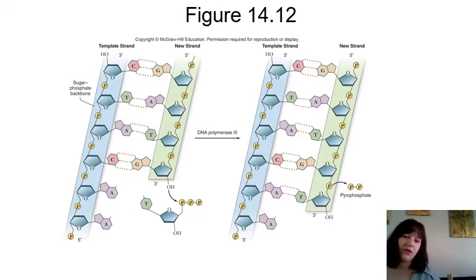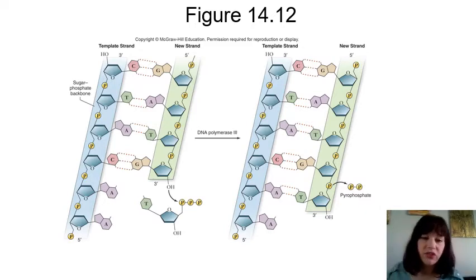I'd like you to note on which end the new nucleotide is being added. It is being added to the 3' end, as you can see here. So DNA polymerase is making the new strand in the 5' to 3' direction. And remember again, this is anti-parallel DNA, so the 3' end of the template strand, the original strand, corresponds with the 5' end of the new strand.